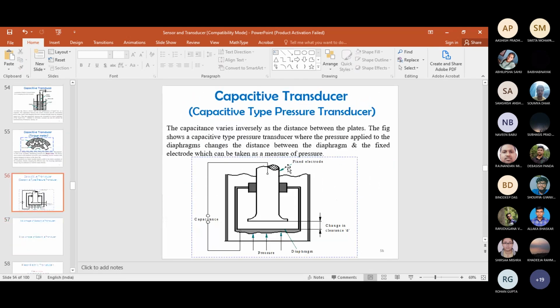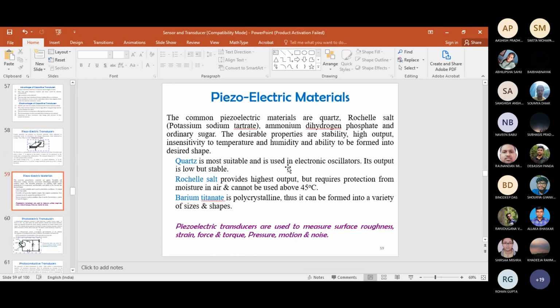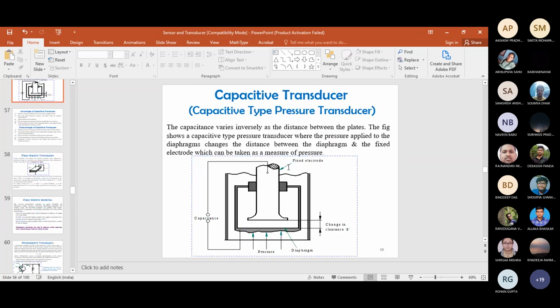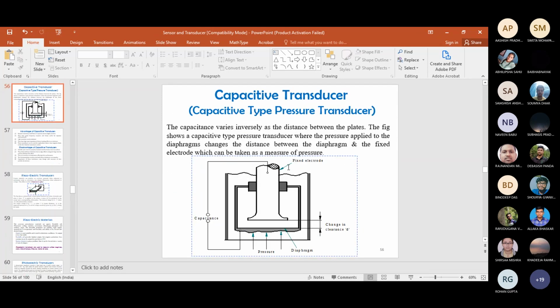So transducers up to LVDT. Then piezoelectric, some portions, and the Hall effect sensor. This is a very big chapter, and most of it is informative. So all of you prepare this chapter for short note type questions, and give notes on LVDT, the linear variable differential transformer. That is very important.